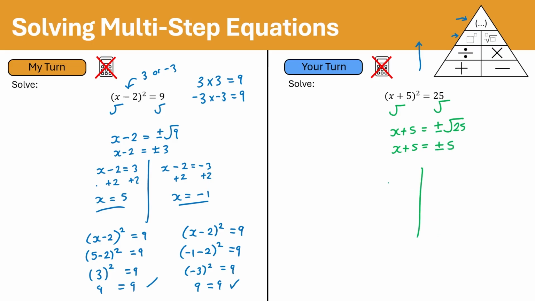I need to consider both of those answers, so let's look at x add 5 when that's equal to positive 5, and we'll look at x add 5 when it's equal to negative 5 as well.